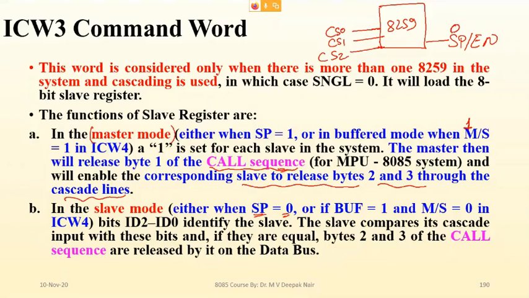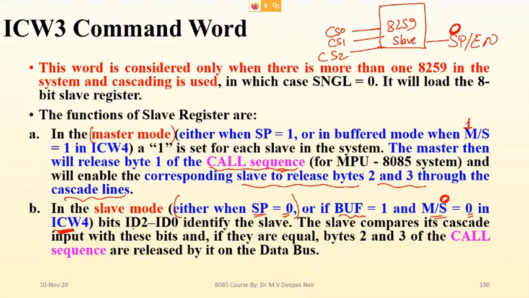So if SP is 0, then this particular device is working as a slave. One way to check is the SP line, whether it is 0, or the second option is if buff equal to 1, the buffer bit in ICW4. Remember, we are not talking about ICW3 now. Either the SP line will be 0, or in ICW4 we can check if buffer is 1 and M/S is equal to 0. If it is 0, definitely it is a slave.